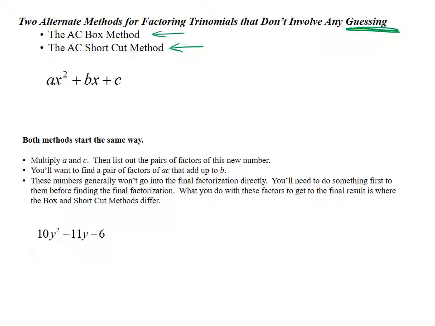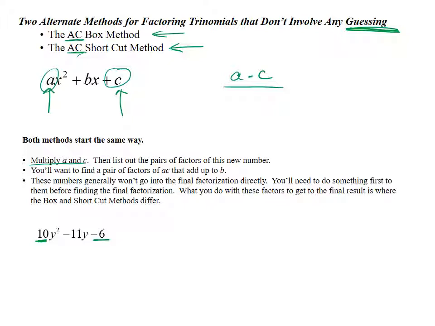So for these two methods, you start the same way. They're both called AC for a reason. The AC refers to the leading coefficient A in your trinomial and the last coefficient, or the constant term, C. The idea and why we say AC is that we are going to multiply A and C together. So A times C is how we start the process.